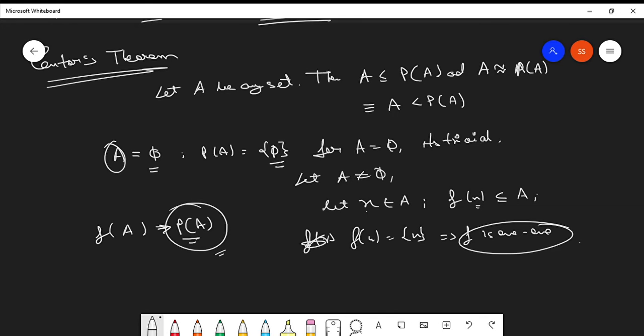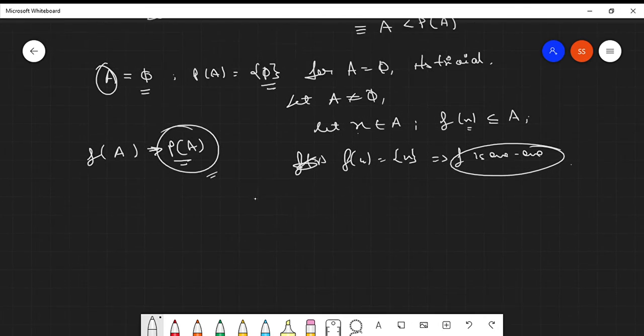we basically need to show that there cannot exist any bijective function from A to its power set. This is to be proved. That there exists a function which is 1-1 from A to its power set, but the function cannot be bijective. So let's show that now.